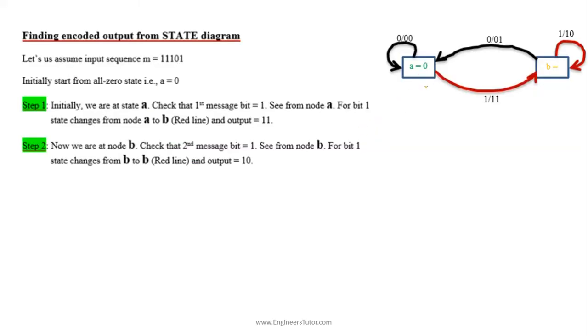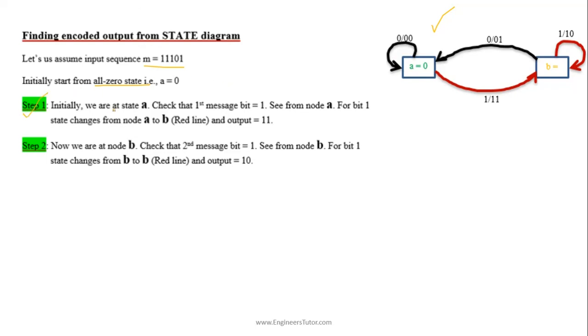If we represent like this, we don't have to use dash and solid line representation. Suppose we are given a state diagram and we are asked to find the output of the encoder for a given message sequence. The message is 11101. So how to find the encoded output from the state diagram? Initially we start from the all 0 state.